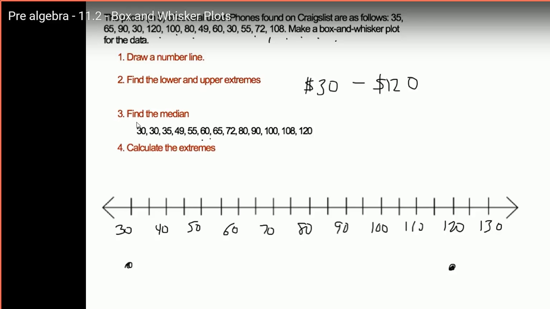65 will be the median. Then 1, 2, 3, 4, 5, 6, 7. This one will be the median. Okay, we will continue. Then focus.